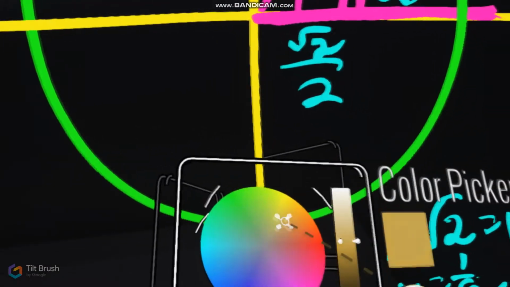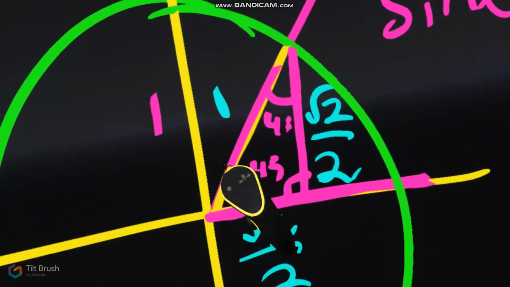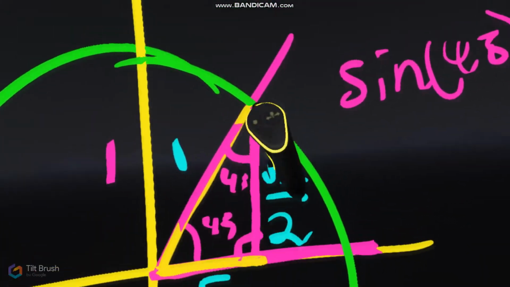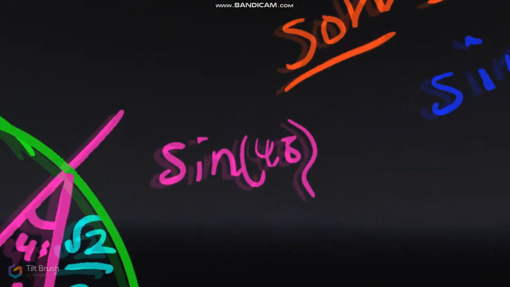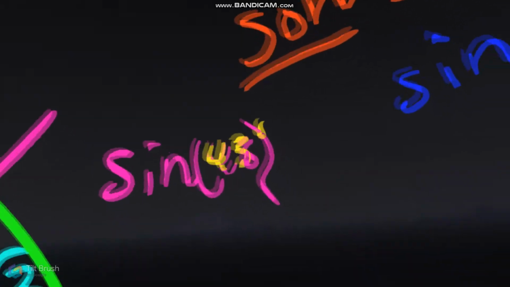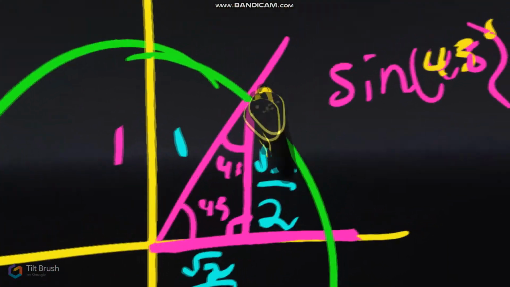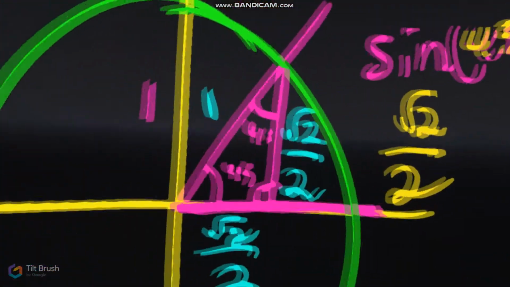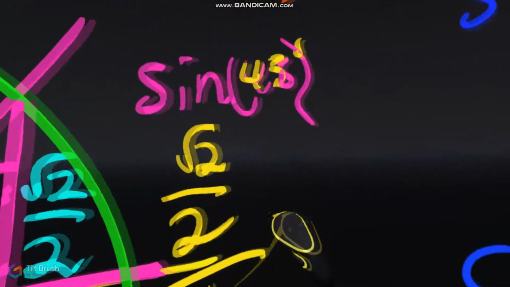We have the hypotenuse, the adjacent side, and the opposite side, all in terms of this angle. To find the sine of 45 degrees, we take the opposite side, root 2 over 2, over the hypotenuse, which is 1. That just equals root 2 over 2.